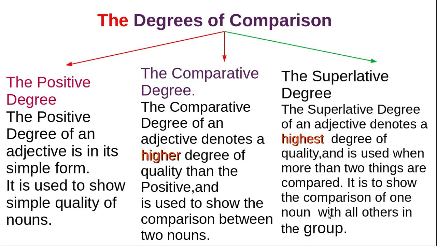I think you got these things. There are three degrees of comparison. The first one is the positive degree, the basic form. There is no comparison. The second one is the comparative degree, that denotes a higher degree, and that is used when two things are compared. Now the superlative degree, that is the highest, and it is used when more than two things are compared, or when we compare one thing to all other things in that group or class. Okay, yes. Shall we move on?